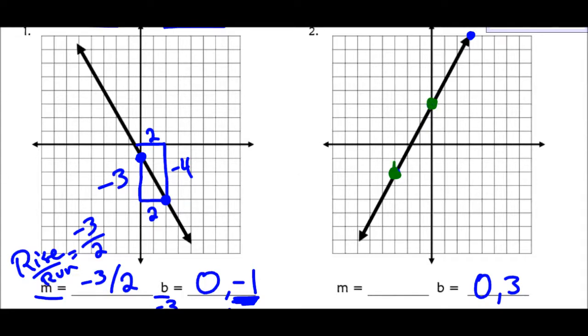It's going up 1, 2, 3, 4, 5. My rise is 5. And my run is 1, 2, 3. So my slope is 5 over 3. And it's going uphill, that's why it's a positive number. It's 5 over 3.